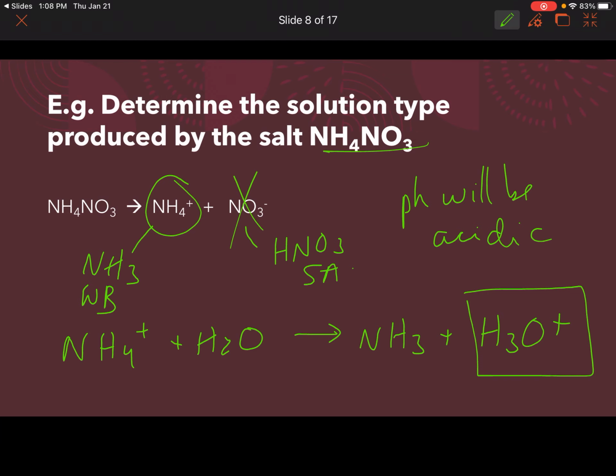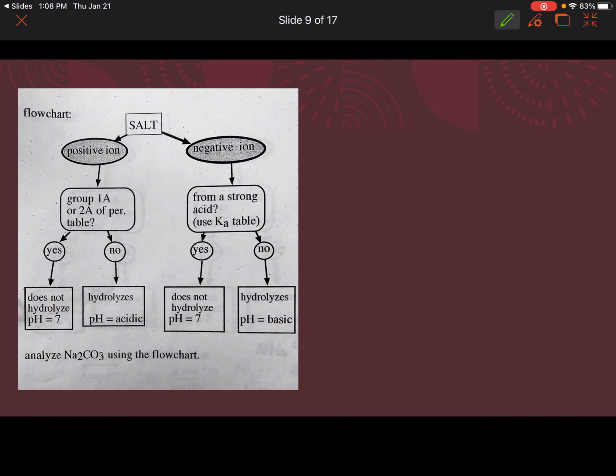Okay, so that is how you do these. Now, I provided you guys a flow chart here. Some people like this. It's just a way to keep it all separated and clear in your mind, right? Now, knowing this, the question here is to analyze sodium carbonate using the flow chart.